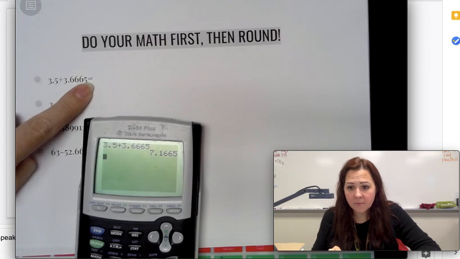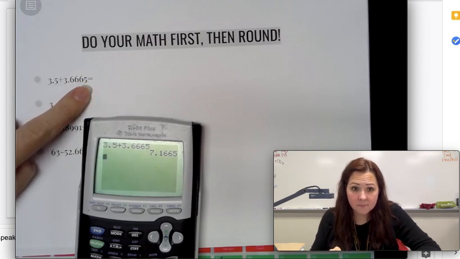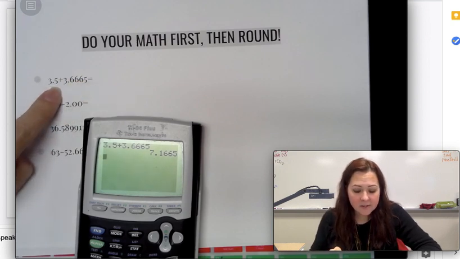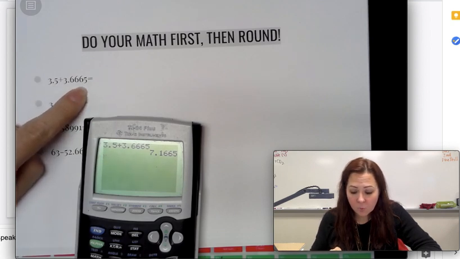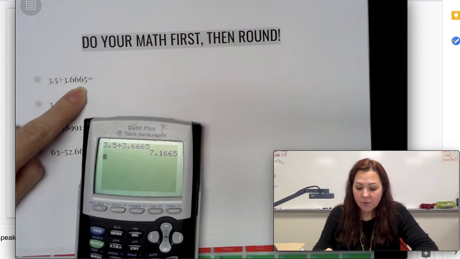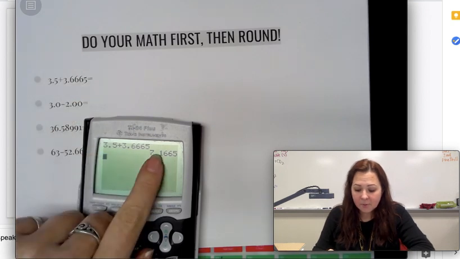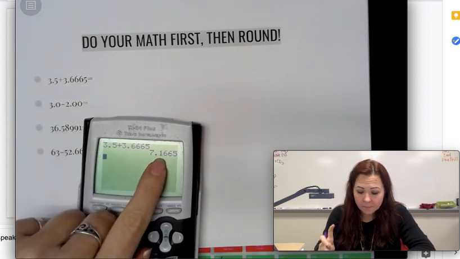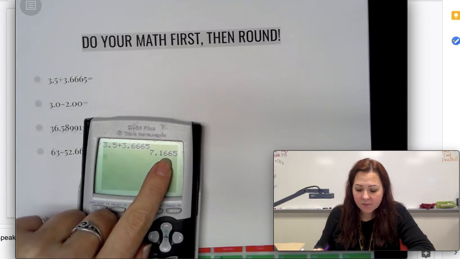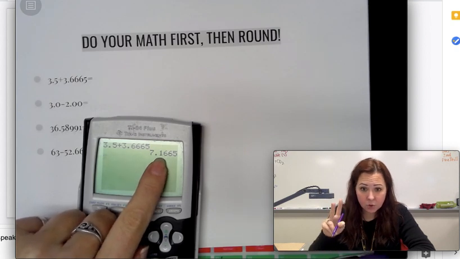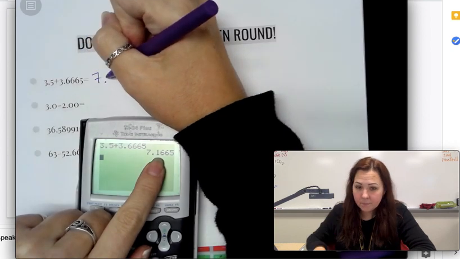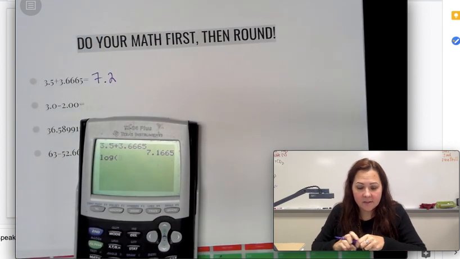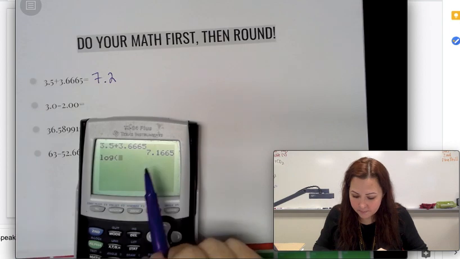Once I do the math problem, then I need to figure out how I need to round it. This number has 1 decimal place, that one has 4, so my answer can only have 1 decimal place. So when I look at my calculator, I have to stop with the 7.1. The 6 next door makes the 1 go up to a 2, so my answer here is 7.2. It can only have 1 decimal place, and that 6 makes the 1 go up.